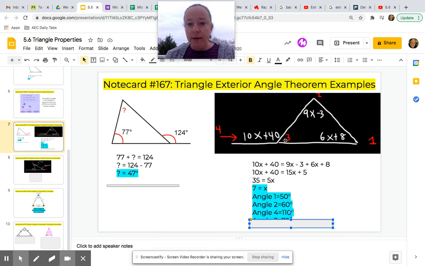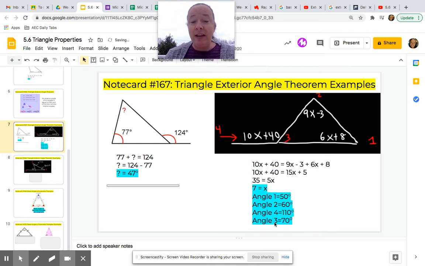And then to get angle 3, I know that this angle now is 110 degrees. From an earlier section of the unit, you know these are supplementary because they make up a straight line. So 180 minus 110 is 70. So I know angle 3 is 70 degrees. Pause me and finish up note card 167.